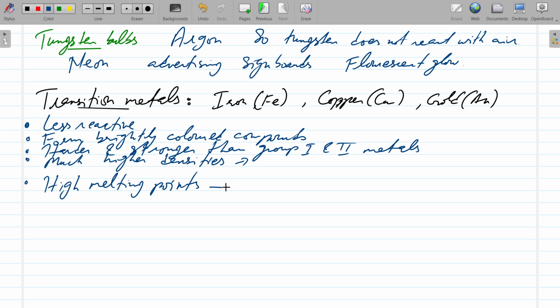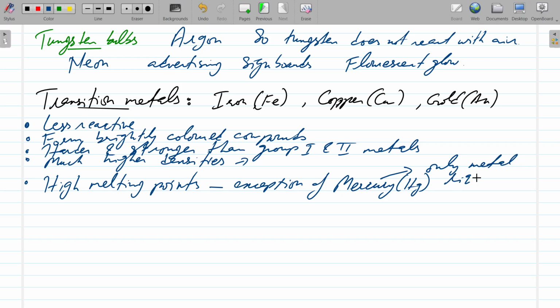With the exception of mercury. The symbol for that is Hg. And so this is the only metal that is a liquid at room temperature. So that is an exception. Otherwise, they have high melting points. They are good conductors of heat and electricity, and this is something that you would expect of metals.